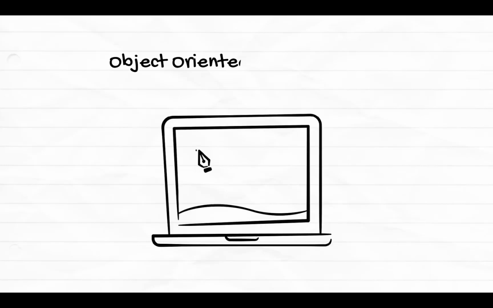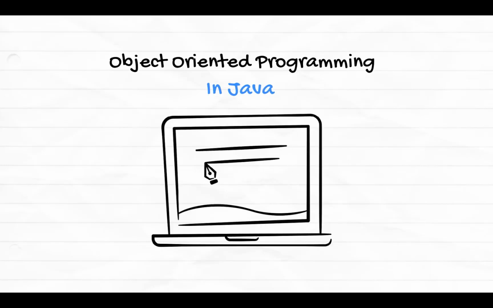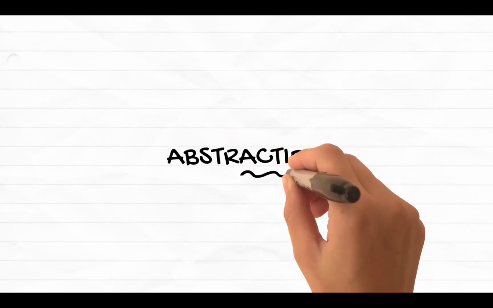Welcome to the first video in our series on object-oriented programming concepts in Java. In this video, we will dive into abstraction, one of the core pillars of object-oriented programming principles. Let's start with a simple question.